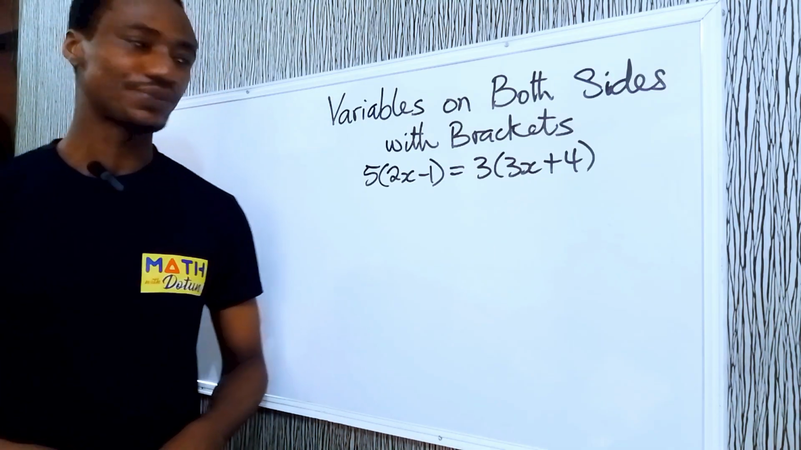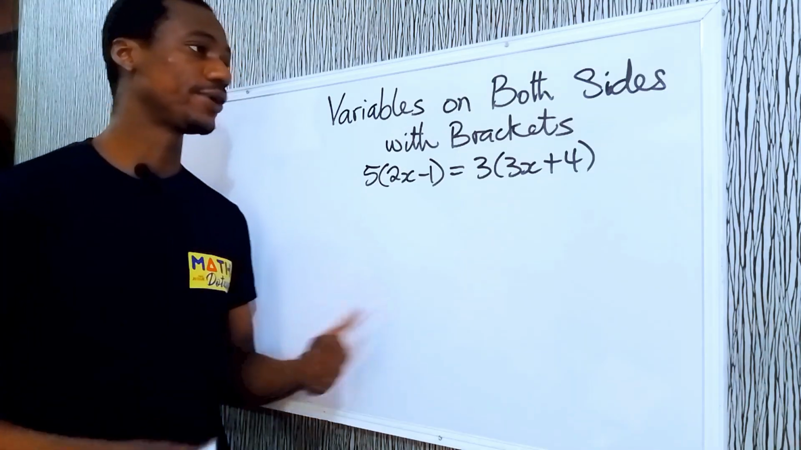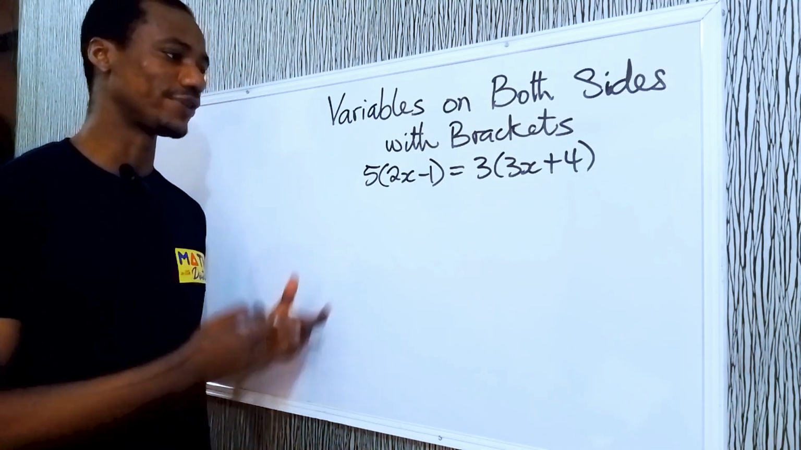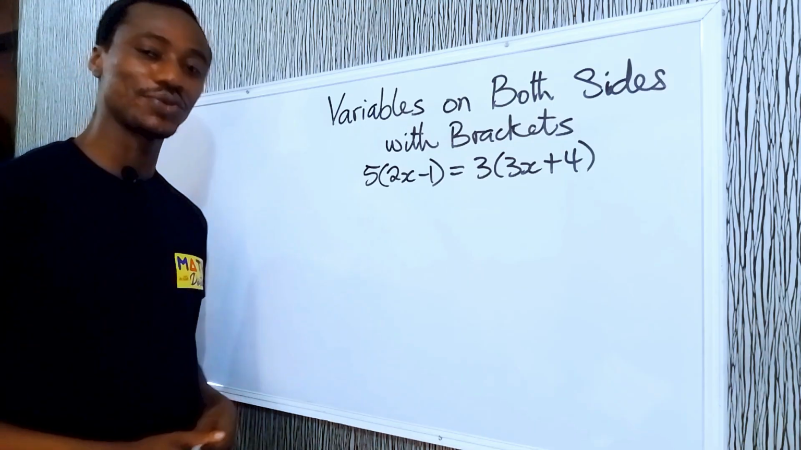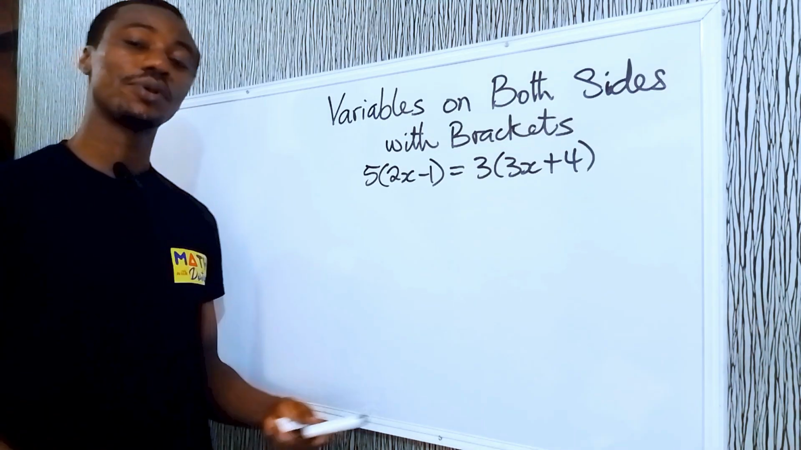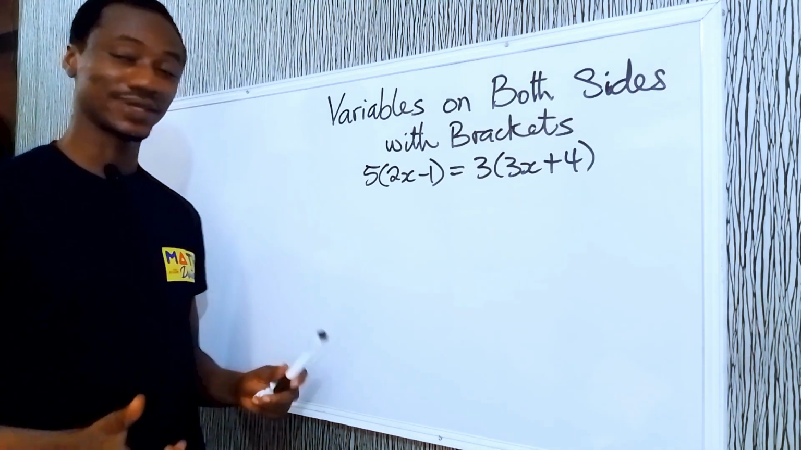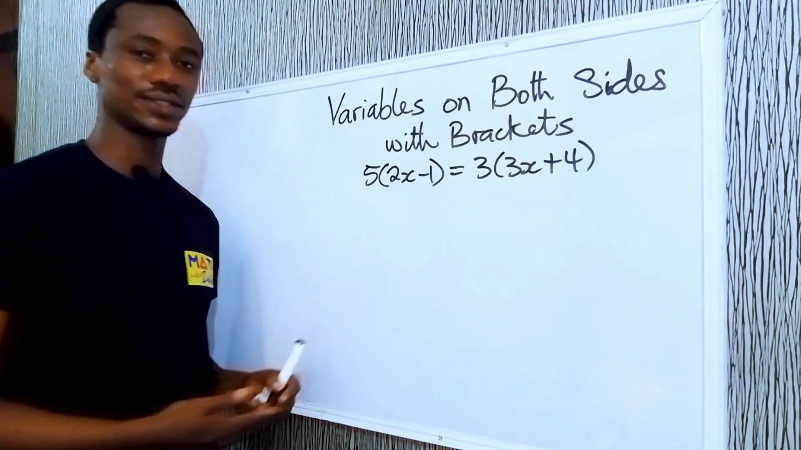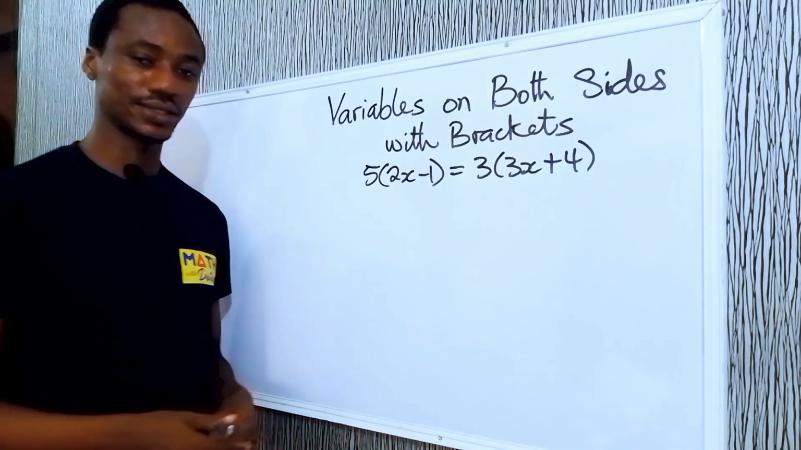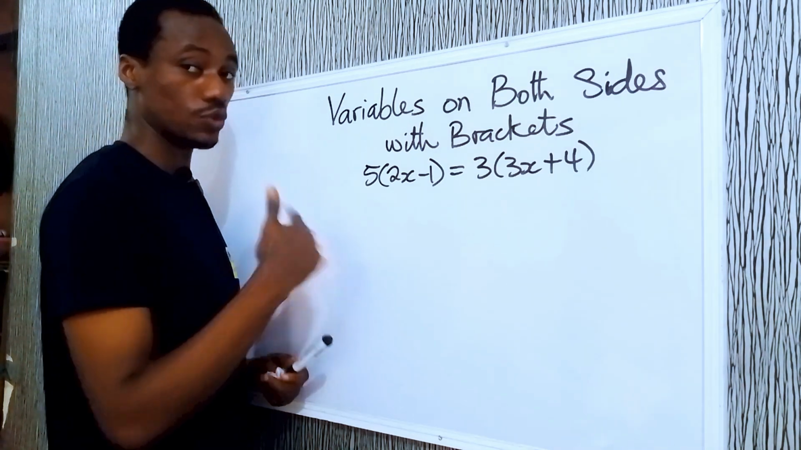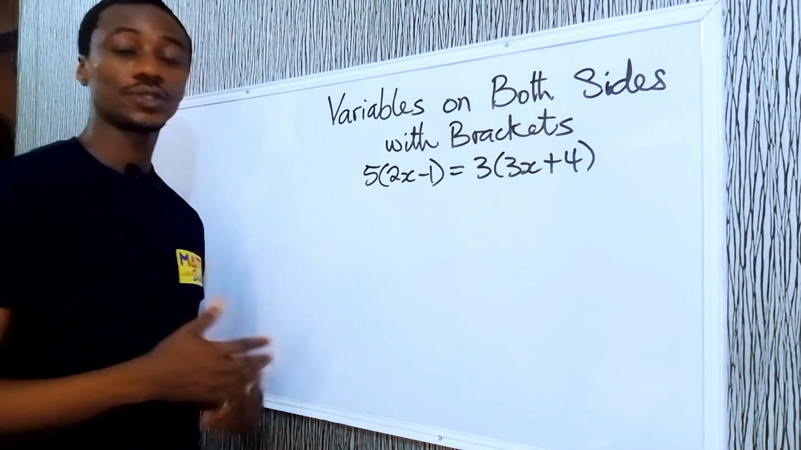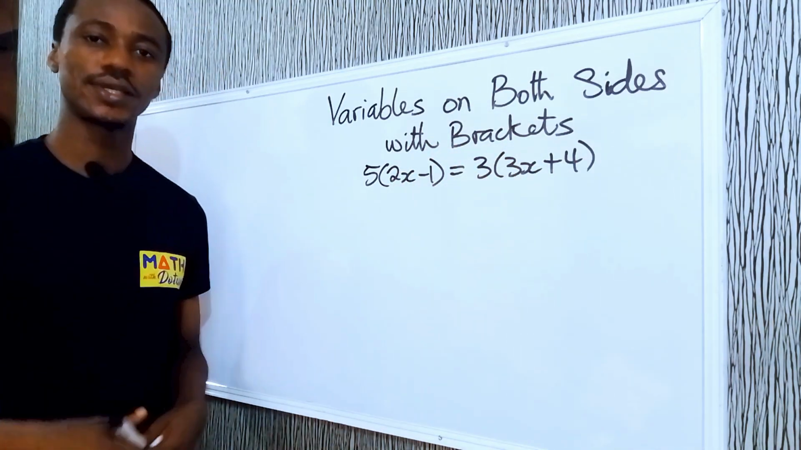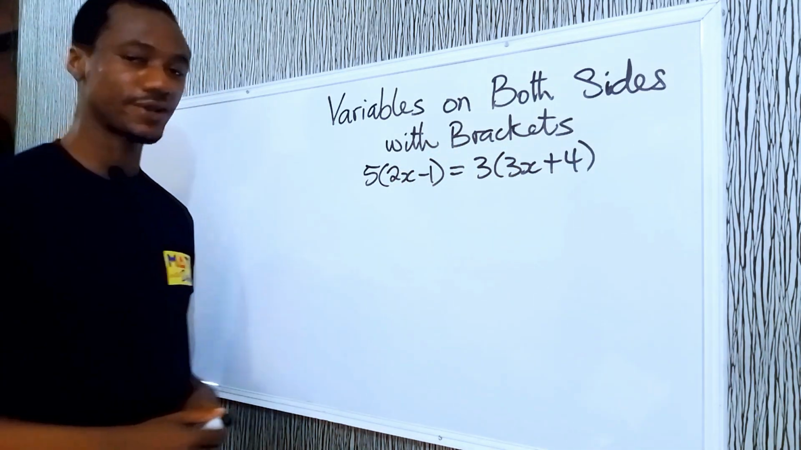All right, thank you. So we're still looking at variables on both sides with brackets on both sides too. Remember, all we need to do is to open the brackets first, and you can do that simultaneously. As you're opening the brackets on this side, you also open the brackets on the other side, in one step. So let's do that here.